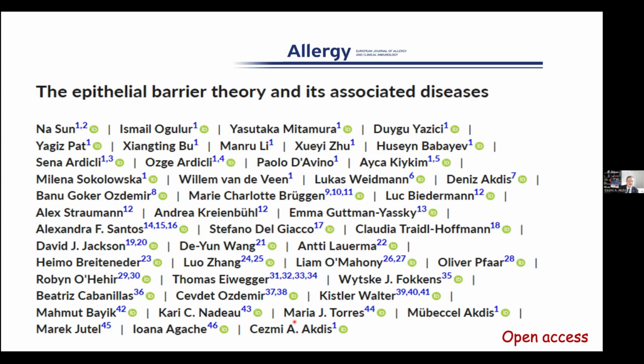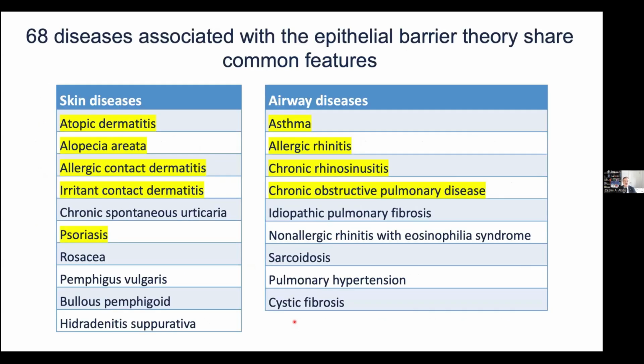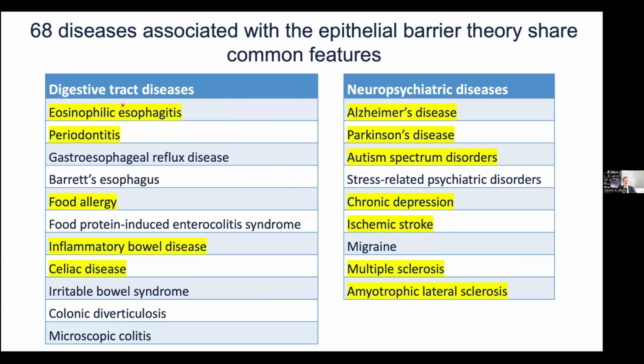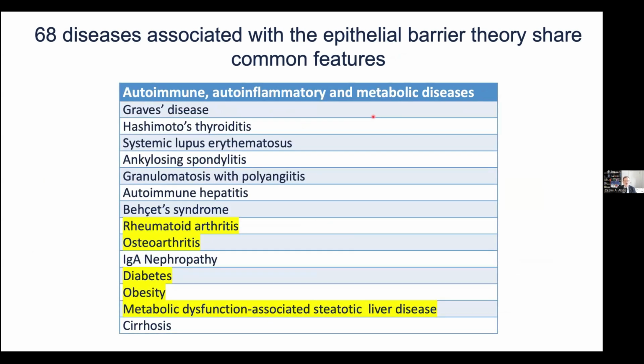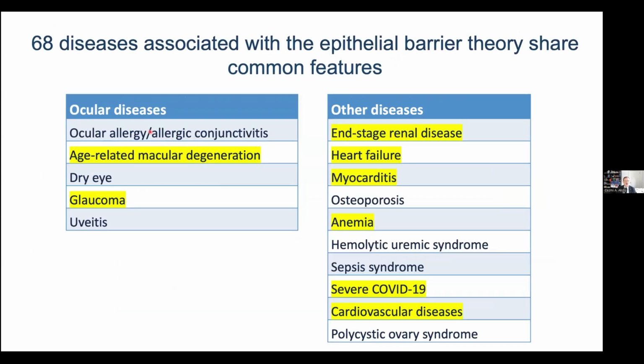So this paper is open access. You can download it and you can see the details here. And here we have published 68 diseases related to epithelial barrier theory, which just appeared a few months ago. And we have the skin disease group, airway diseases group, digestive tract diseases, neuropsychiatric diseases, and autoimmune, autoinflammatory diseases, a huge group. Ocular diseases and other diseases group.